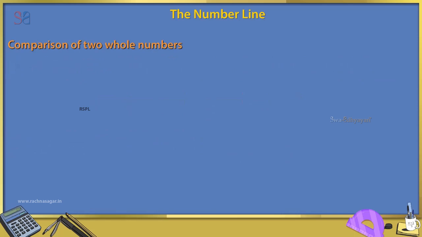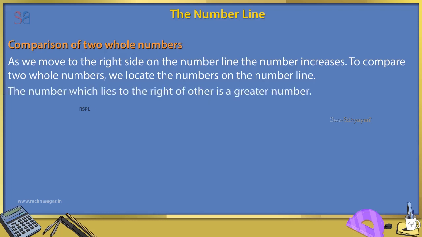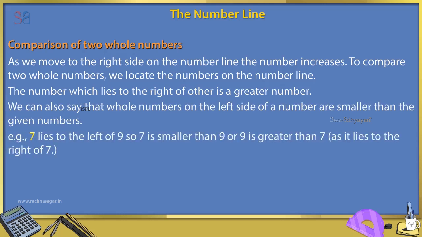Comparison of two whole numbers. As we move to the right side of the number line, the number increases. To compare two whole numbers, we locate the numbers on the number line. The number which lies to the right of the other is the greater number. We can also say that whole numbers on the left side of a number are smaller than the given number. Example, 7 lies to the left of 9. So, 7 is smaller than 9, or 9 is greater than 7, as it lies to the right of 7.